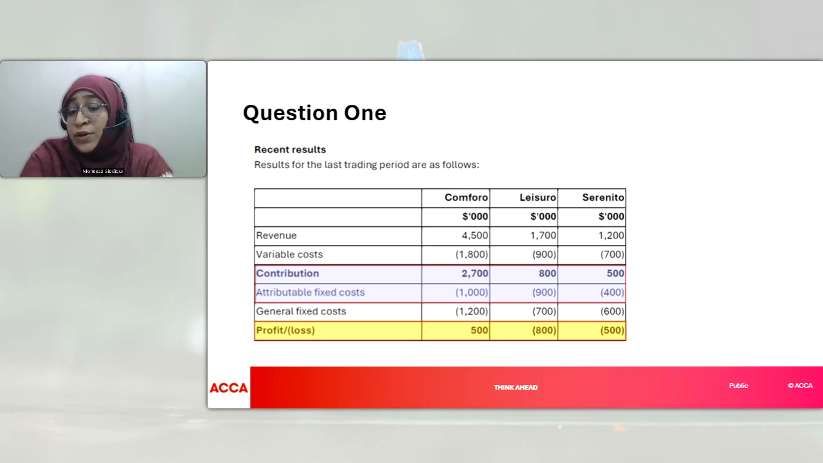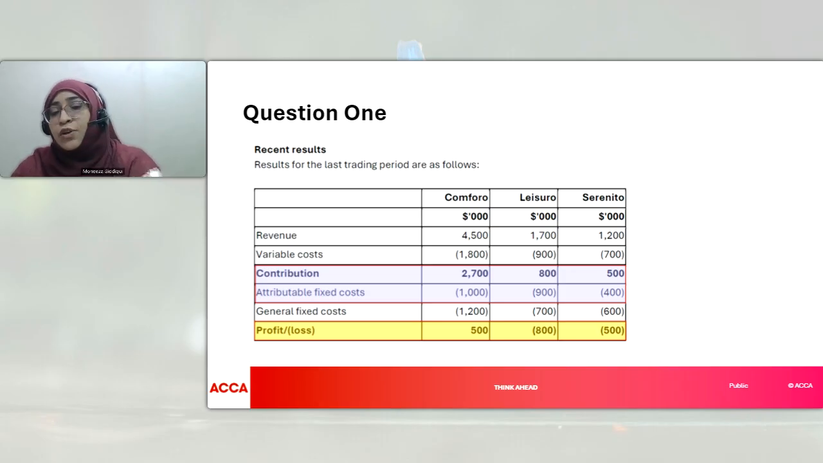So if I were to, for example, cease making Comforo, the chair C, then technically my company would not be incurring the $1,000 attributable fixed cost that relates to that particular product. So this attributable fixed cost becomes relevant for the decision making. What's important right now is for me to look at whether we are in the green or in the red after our contribution has accounted for the attributable fixed cost. So if you look at the chair C, the contribution is 2,700, attributable fixed cost is just 1,000. So even after accounting for that, we're still in a profitable position.